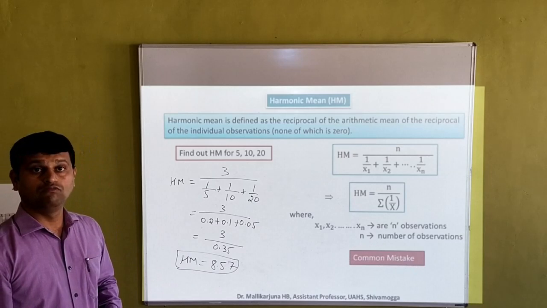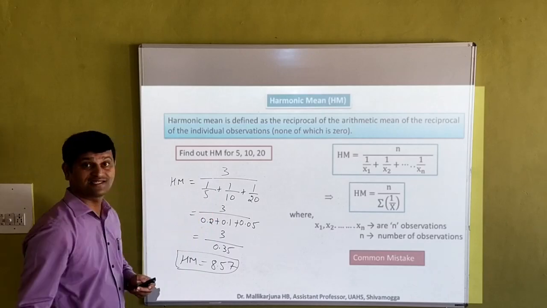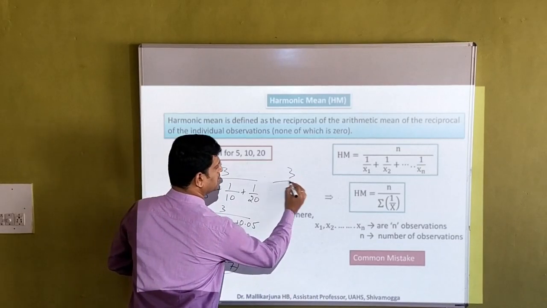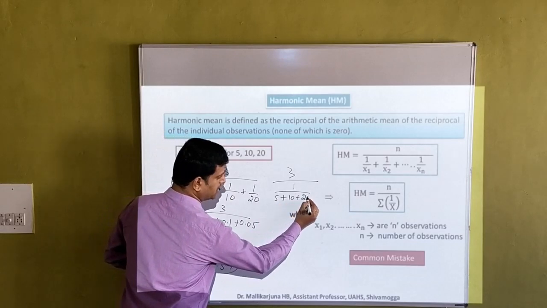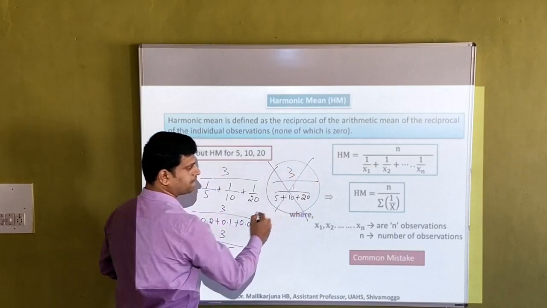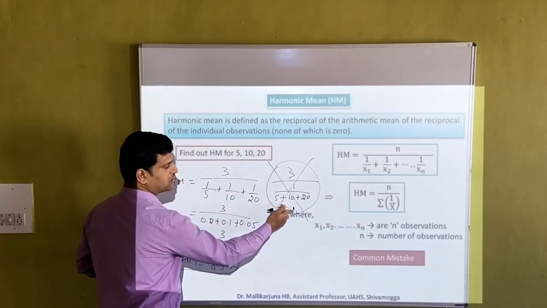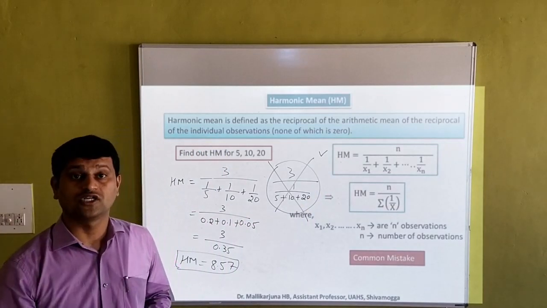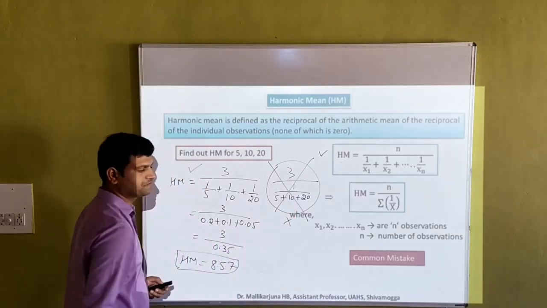Here is a common mistake. Instead of taking each individual reciprocal, sometimes you may take 3 divided by 1 divided by 5 plus 10 plus 20. In this way, you will make the mistake. This is wrong. If you observe the formula, you will see you should take the individual values and take the reciprocal of each. Then it is correct. The other is wrong. This is a common mistake.